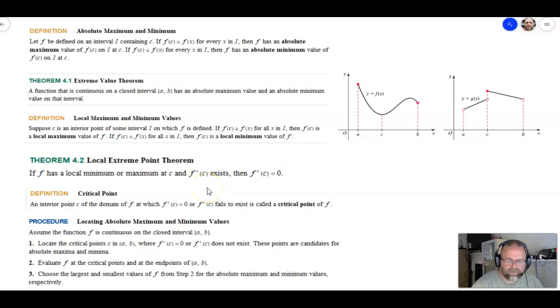Beckstrom, and today we're going to go over section 4.1. This is on maxima and minima. So let's start with some definitions and theorems here, and we'll take a look at the procedure and try to describe what's going on here.